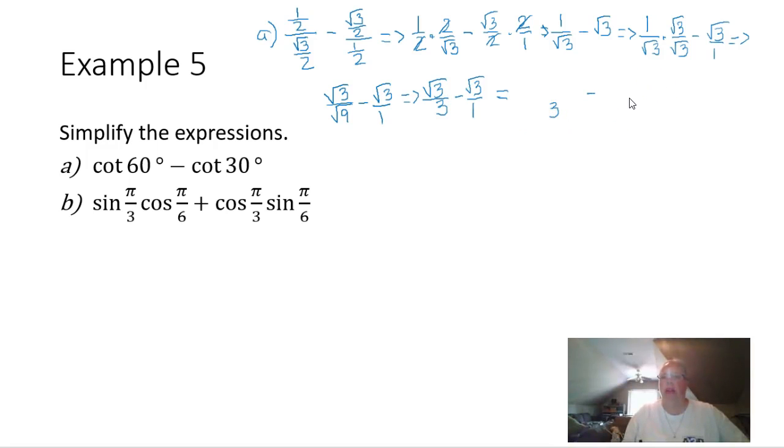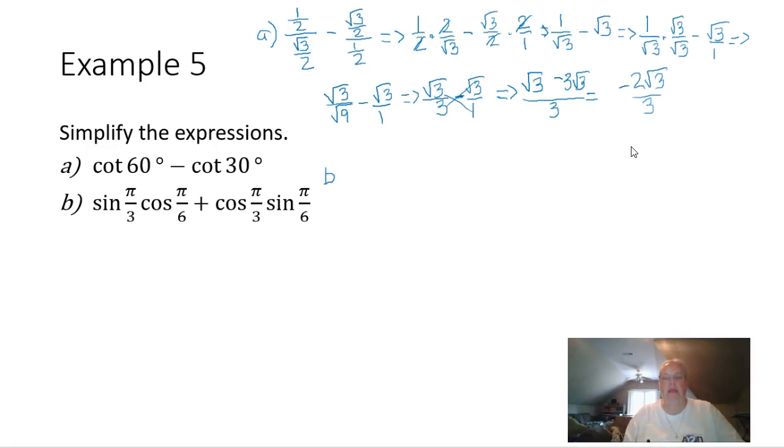Now I actually have like terms, and I can combine these, but we're not going to mess with the square roots of 3. We're only dealing with the numbers on the outside of the radical here, and there's an understood 1 there. So 1 minus 3 is going to give me negative 2. We'll hang on to that square root of 3, and then we keep our denominator there. So this expression simplifies into negative 2 times the square root of 3 over 3.